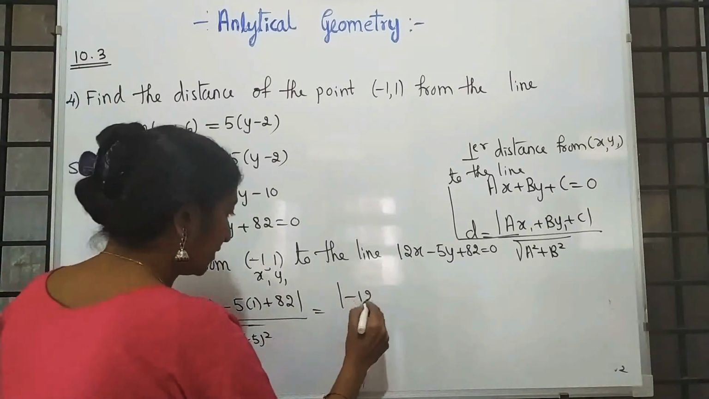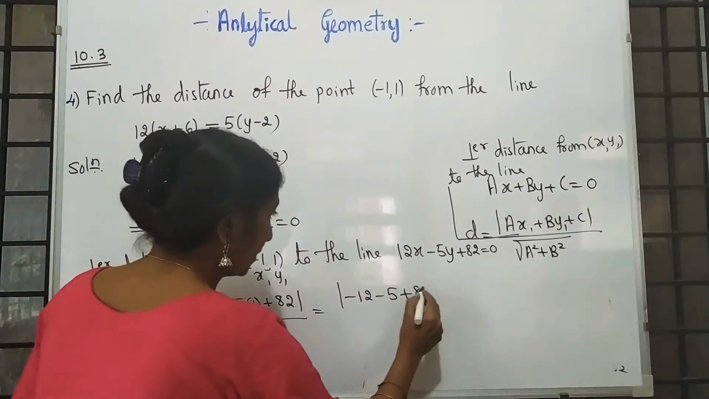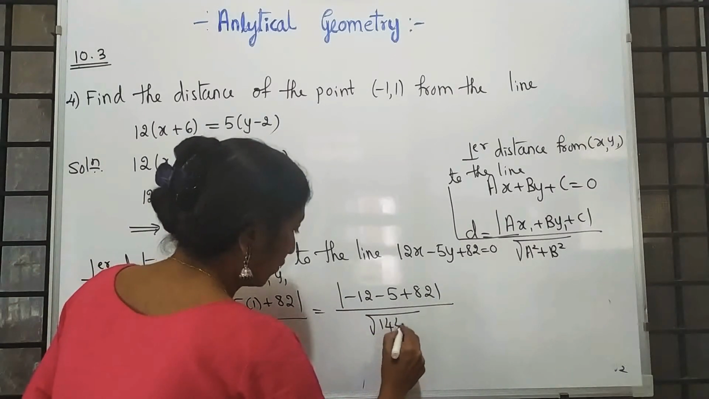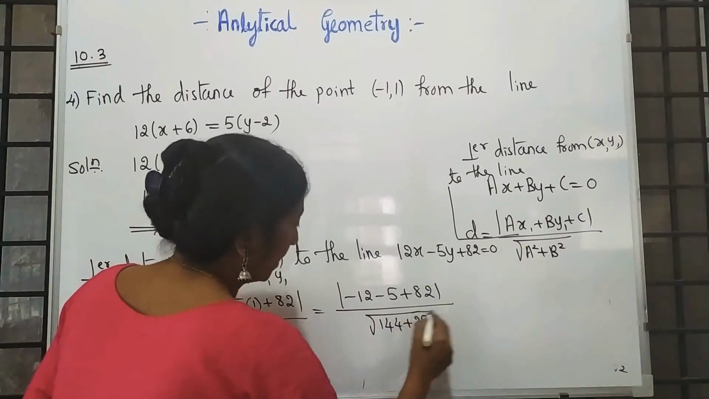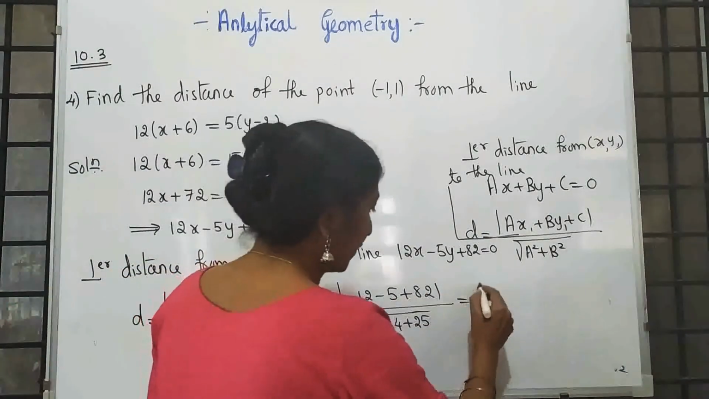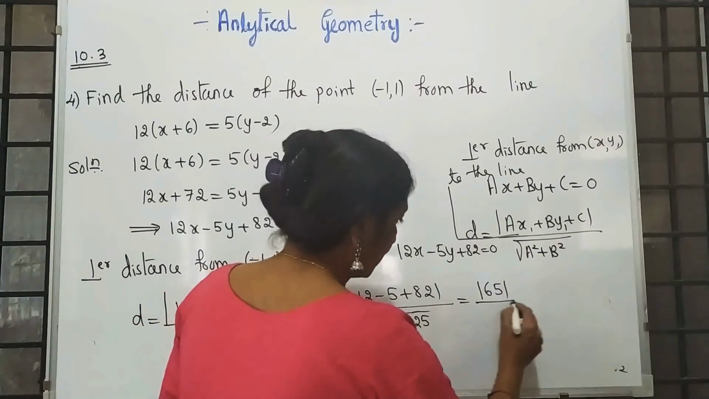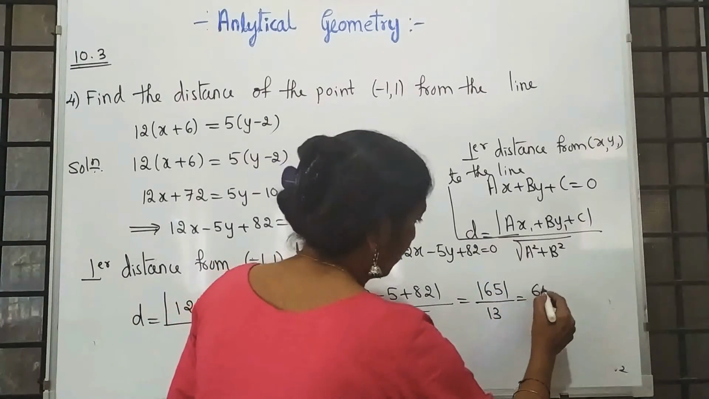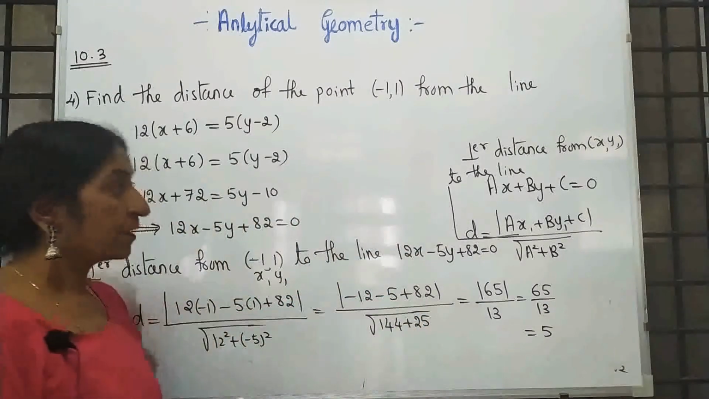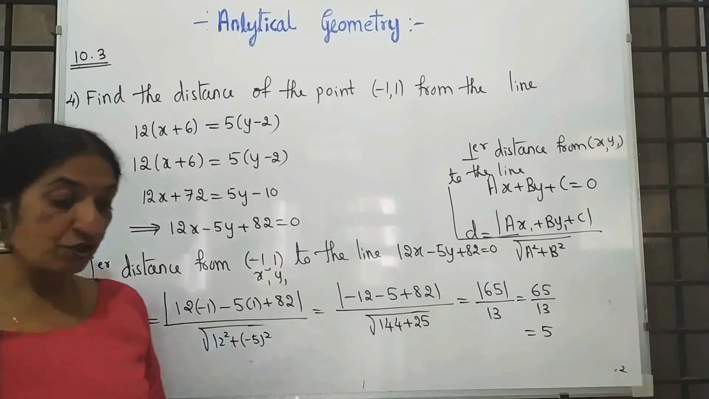It is minus 12 minus 5 plus 82 divided by 144 plus 25, that is 169. Square root of 169 is 13 and here it is 65. 65 upon 13, that is 5. So this is the example question number 4.